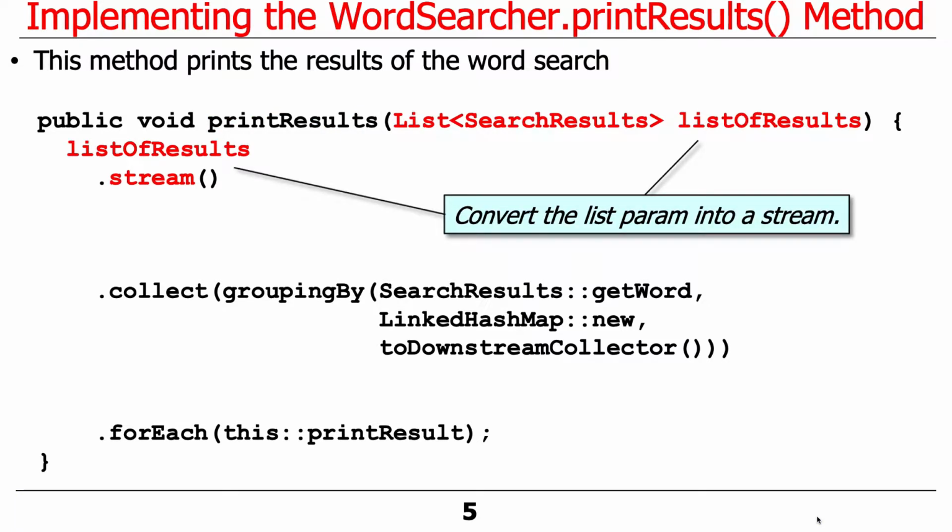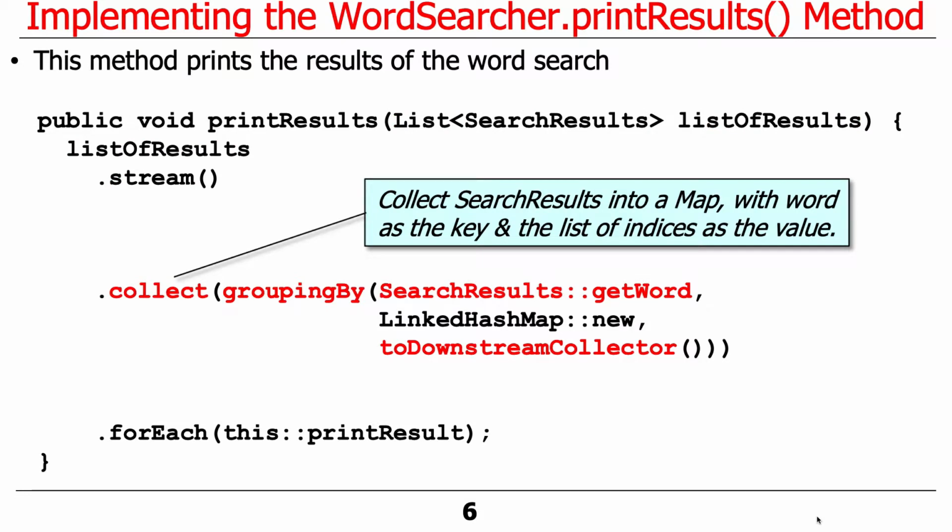First thing we do is we take the list of search results and turn it into a stream. Nothing surprising there. The next thing is more interesting, and this is going to use collect and grouping by. And this actually does a bunch of cool things. What we're going to do is take the stream of search results and convert it into a map. And the map's going to have each of the words that we search for as the key of the map, and the list of the indices as the value. So for each word, there'll be a list of indices.